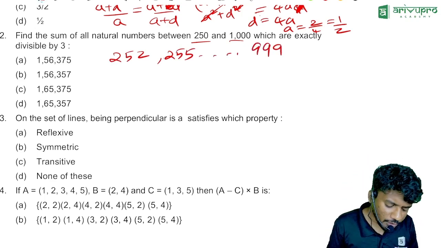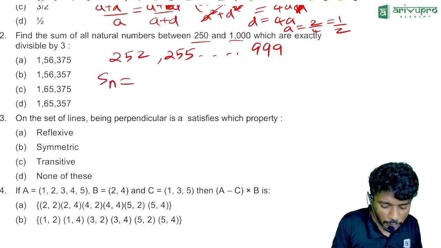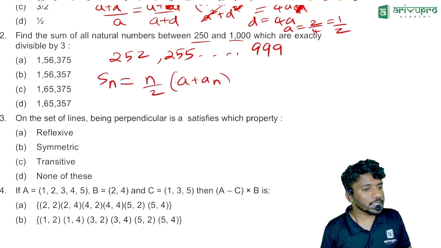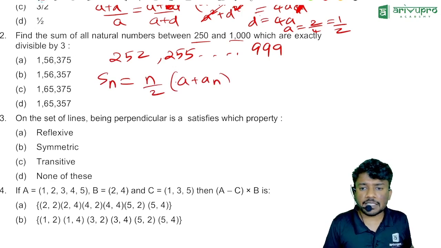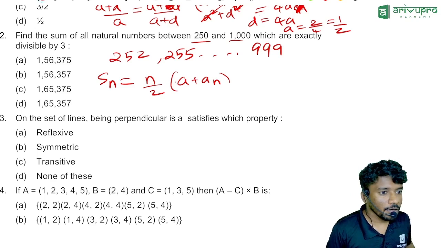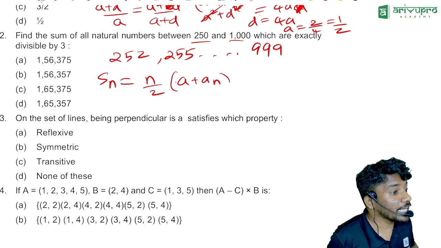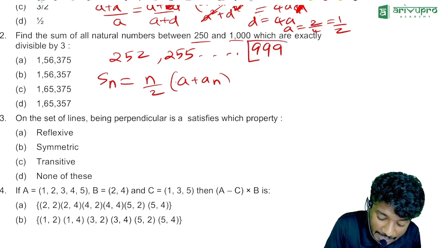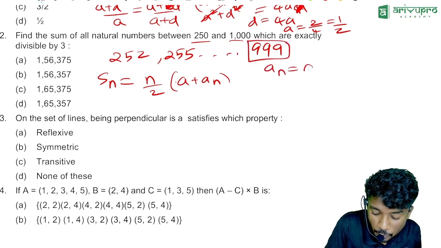Now what are we going to find? Sn. Sn is equal to what? n by 2 into a plus an. Correct? There is a formula like a plus an. Then do you know the value of n? No. How will you find n? So we have an, right? An is equal to a plus n minus 1 into d.